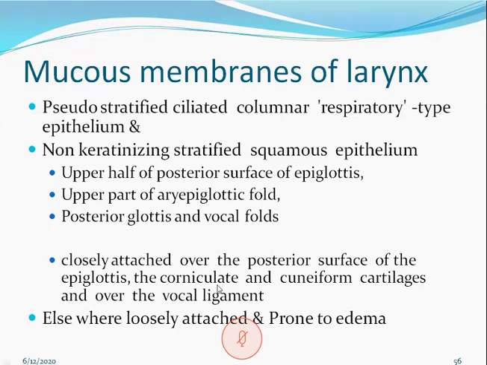The mucosa is closely attached over the posterior surface of the epiglottis, the corniculate and cuneiform cartilages, and over the vocal ligament, the true vocal cords. But in other areas it is loosely attached. That is the reason why it is more prone to edema. Angioneurotic edema occurs in the larynx, which is a dangerous condition, because the mucous membrane is loosely attached and prone to edema.